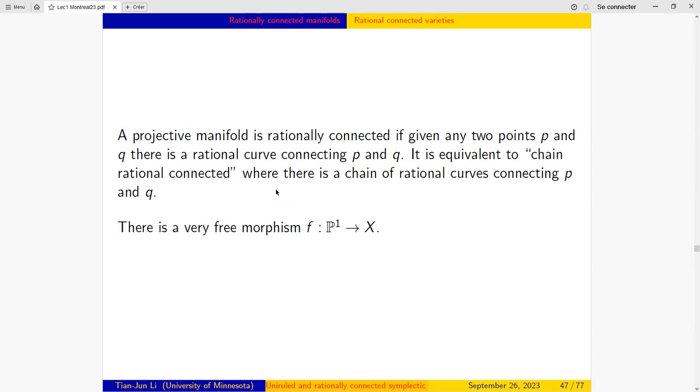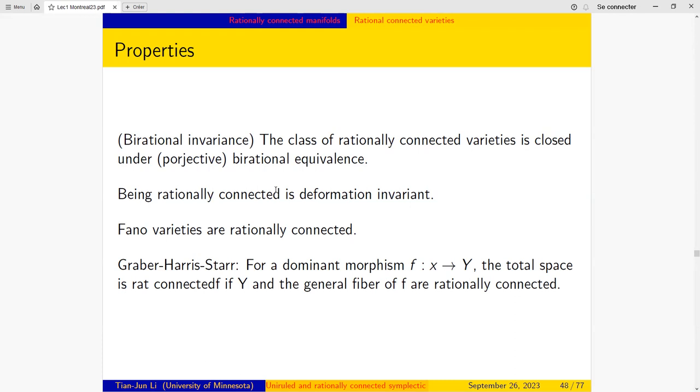So this is the definition of rational connectedness. Powered by rational curves, you want a chain property. I need two points. This is related to the notion of a very free morphism. This property is known to be a birational invariant. It is an important property in algebraic geometry, and Fano varieties are rationally connected. Tom Graber, Harris and Starr proved this nice result: the total space is rationally connected if the general fiber of the dominant morphism is.